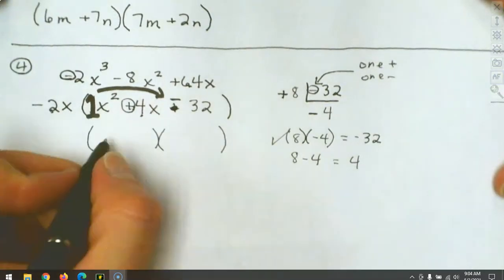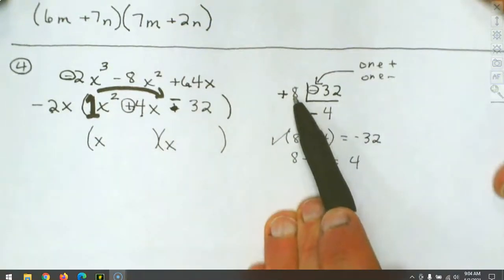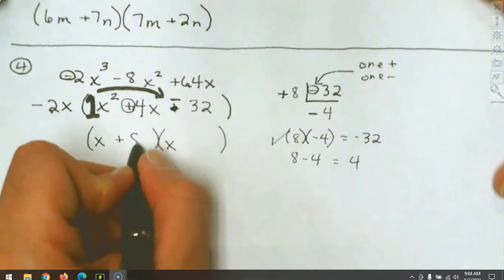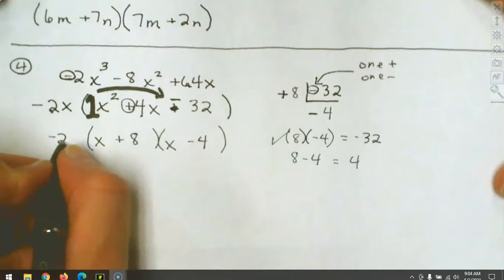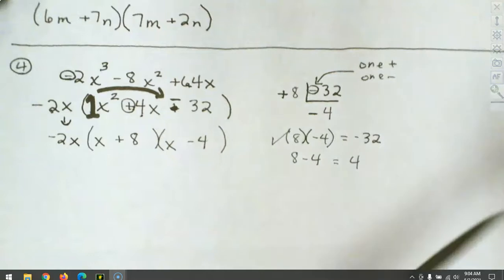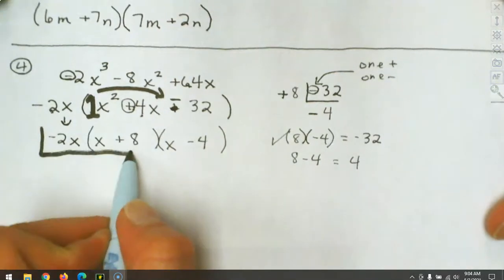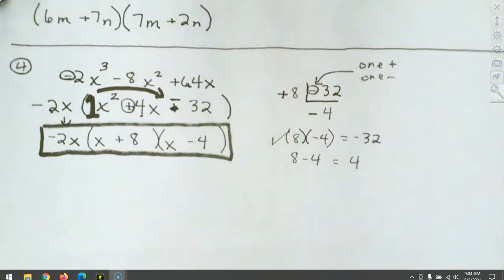So that x squared, we split that up as x and x. And then what are my two numbers? 8 and negative 4. So we need a positive 8 and a negative 4. And what comes down? It's still there, a minus 2x. So that is your fully factored answer. And we were able to skip factor by grouping because we had to put that 1 there. Whenever you have to put a 1 there, it's an easier problem. You can jump straight to your factors.